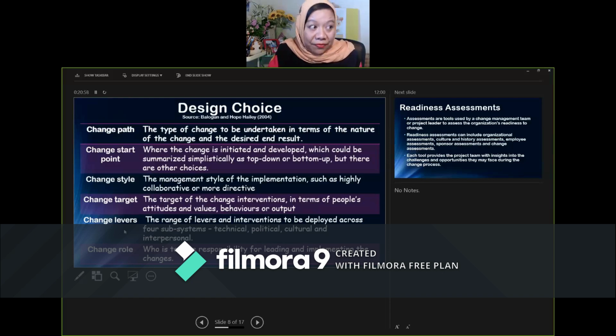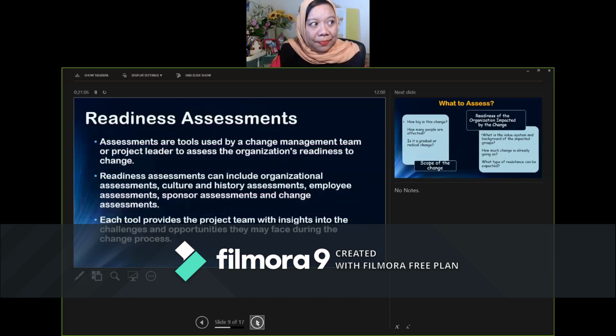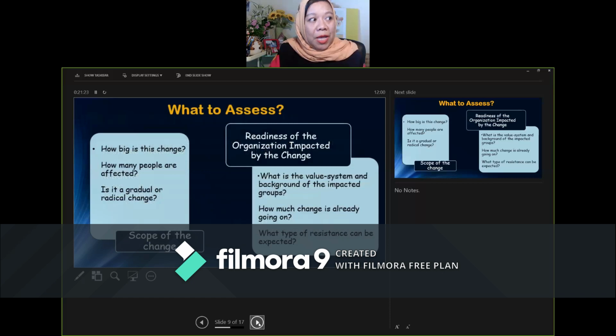The target, the levers again, what sort of thing we're dealing with, and also the role. These are some common things that we recognize. And then the readiness assessment, there are tools that are available. These are tools that you probably want to integrate into your project later on. I don't want to spend so much time on this part. You can study it on your own. They are given, and there are also some readings for you later on.